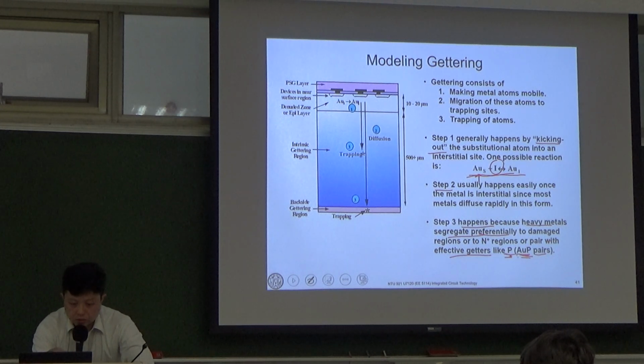Okay, so let's take a look at these figures. The first step is we can free these metals from their substitutional site, and then second, they begin to diffuse to this intrinsic gathering region or the extrinsic gathering regions, and then become trapped here.